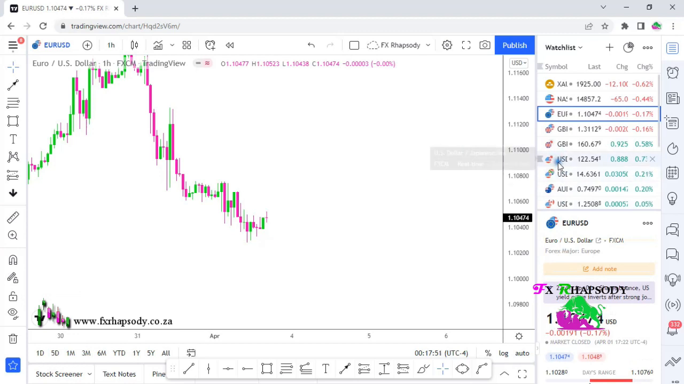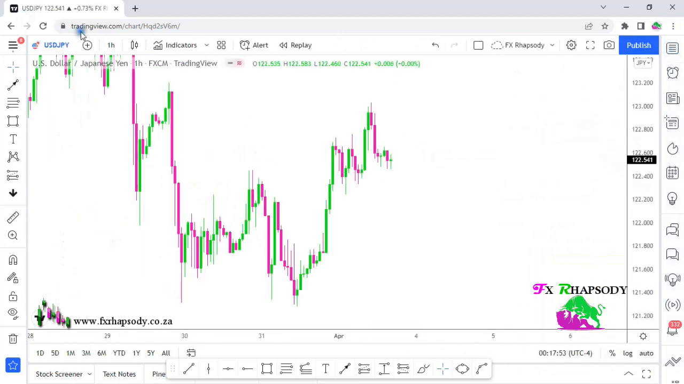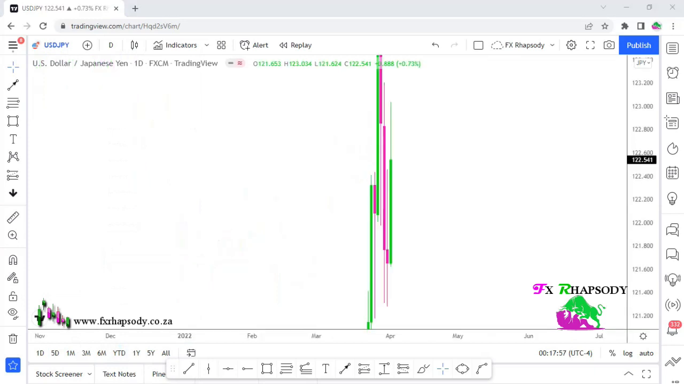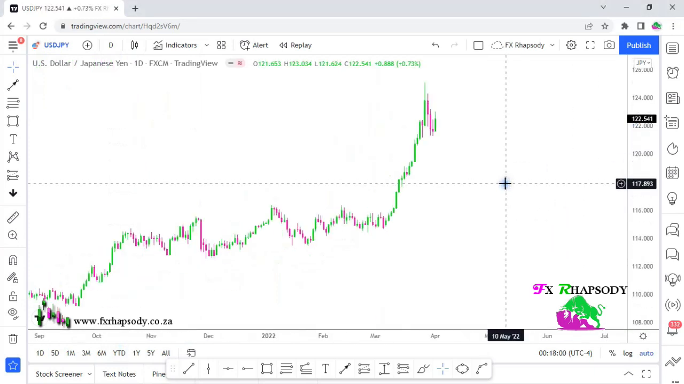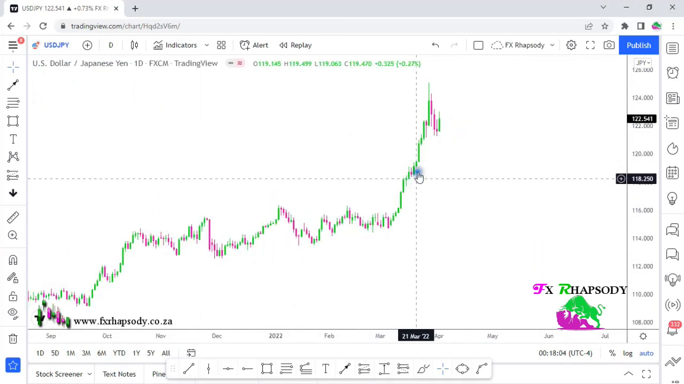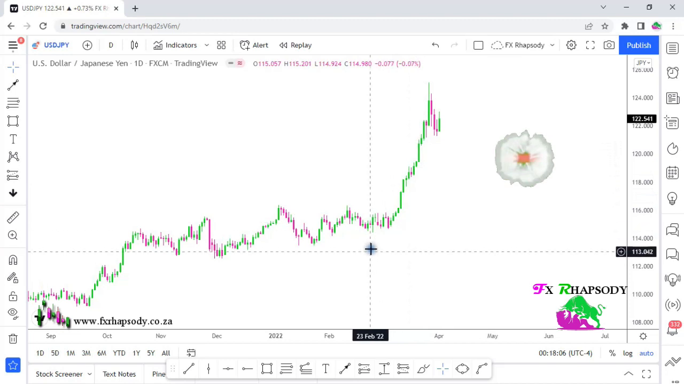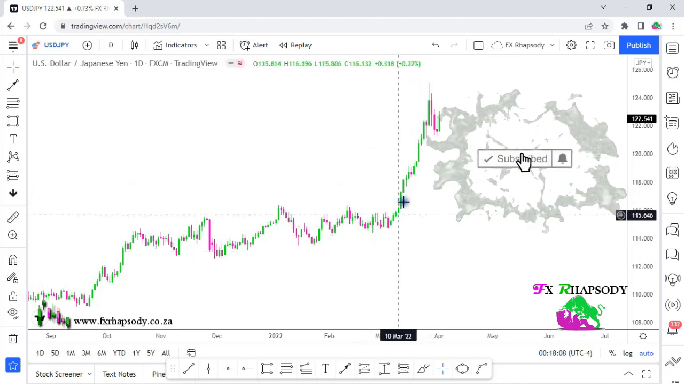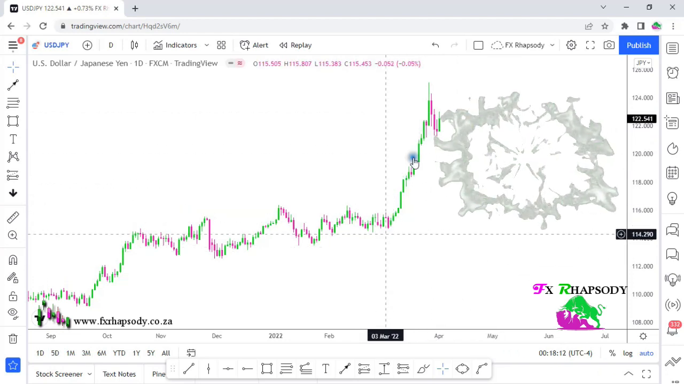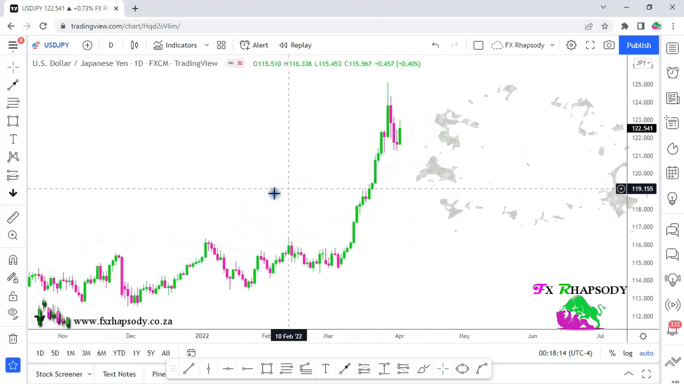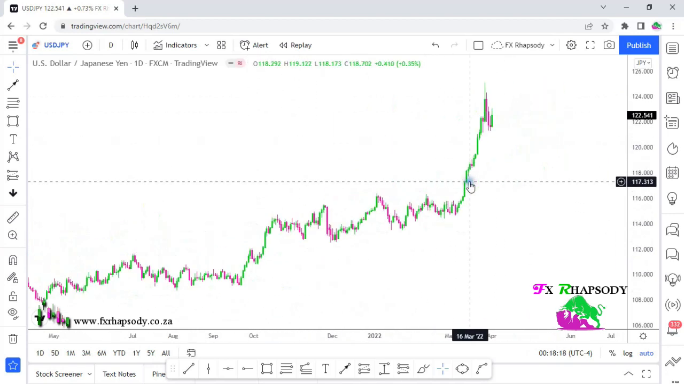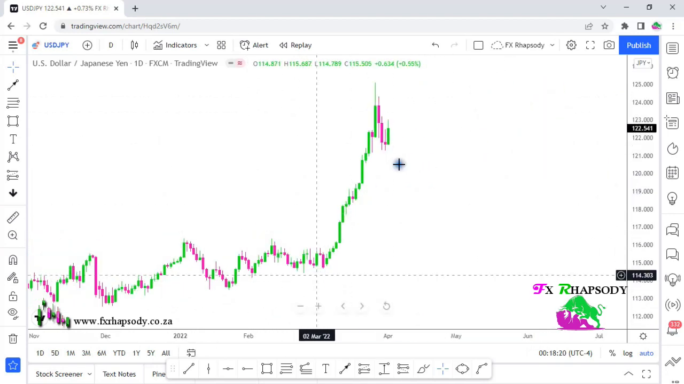I think it's this one. There we go. Dollar yen daily time frame. Obviously we all know, for those of you that traded the dollar yen, this huge push to the upside. This has most probably got to do with the war and all that. Dollar weakening, yen strengthening, and bam, going up to the upside. We were all expecting something to happen, especially with the yen being so weak at a stage, and then look at this.